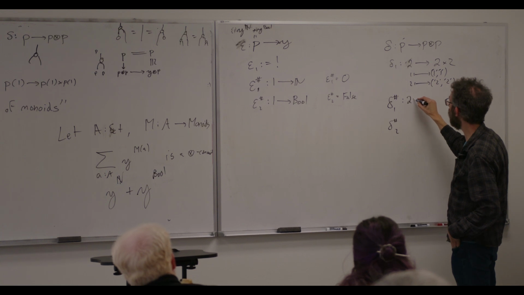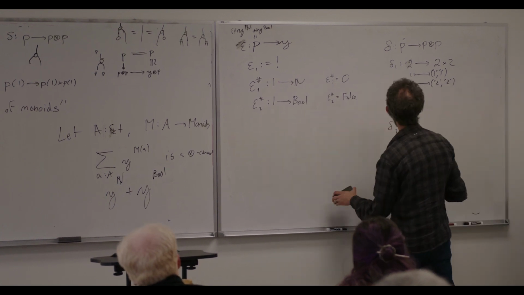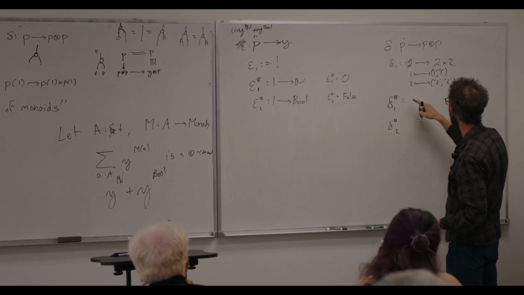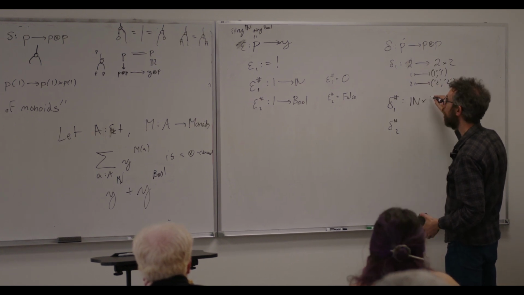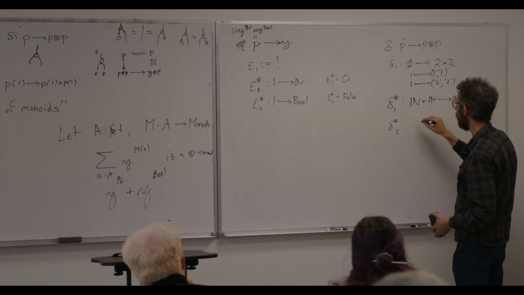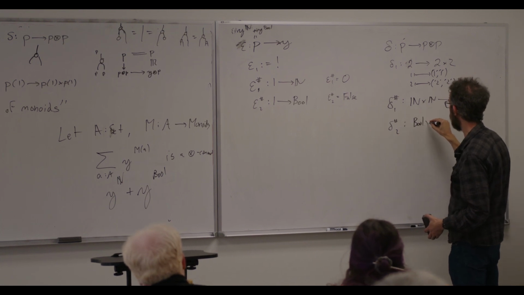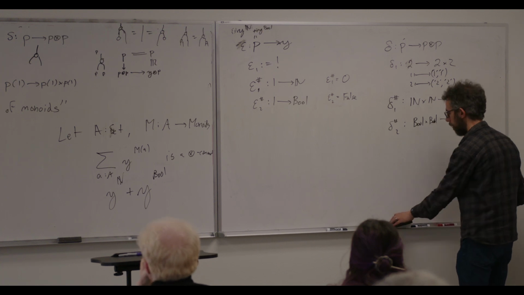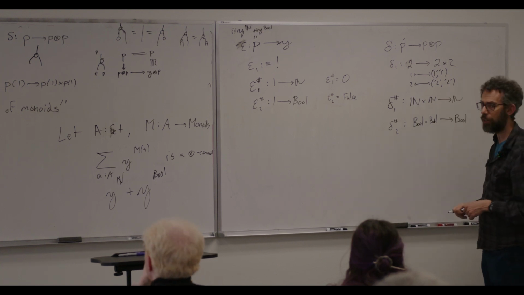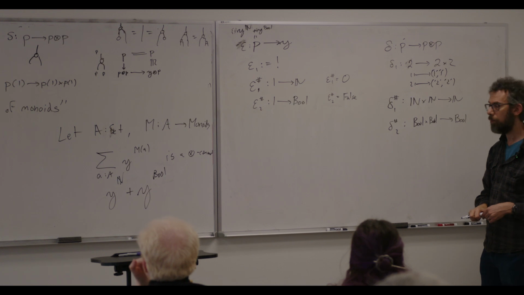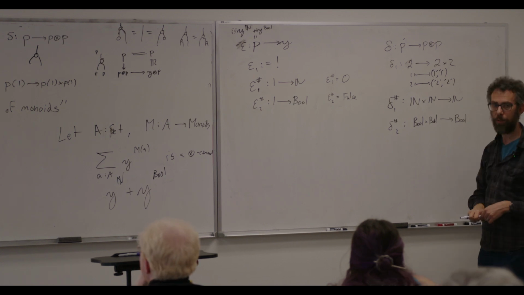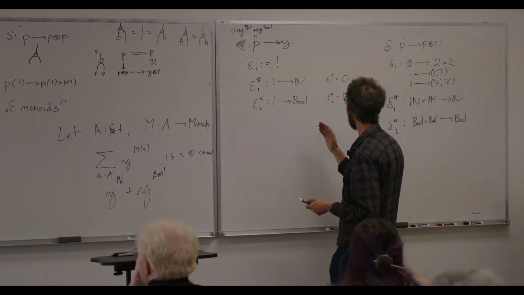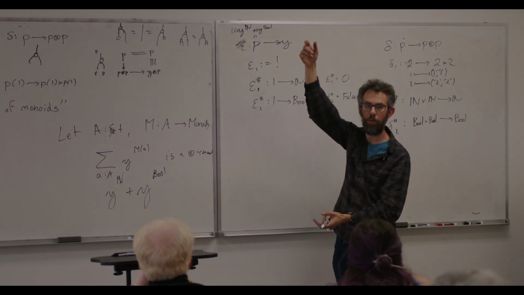Delta 1 sharp goes from nat times nat to nat, and delta 2 sharp goes from bool times bool to bool. Do you guys agree? And I use the monoid structure. And there's nothing else, so what we get is that every position must have a monoid sitting over it.